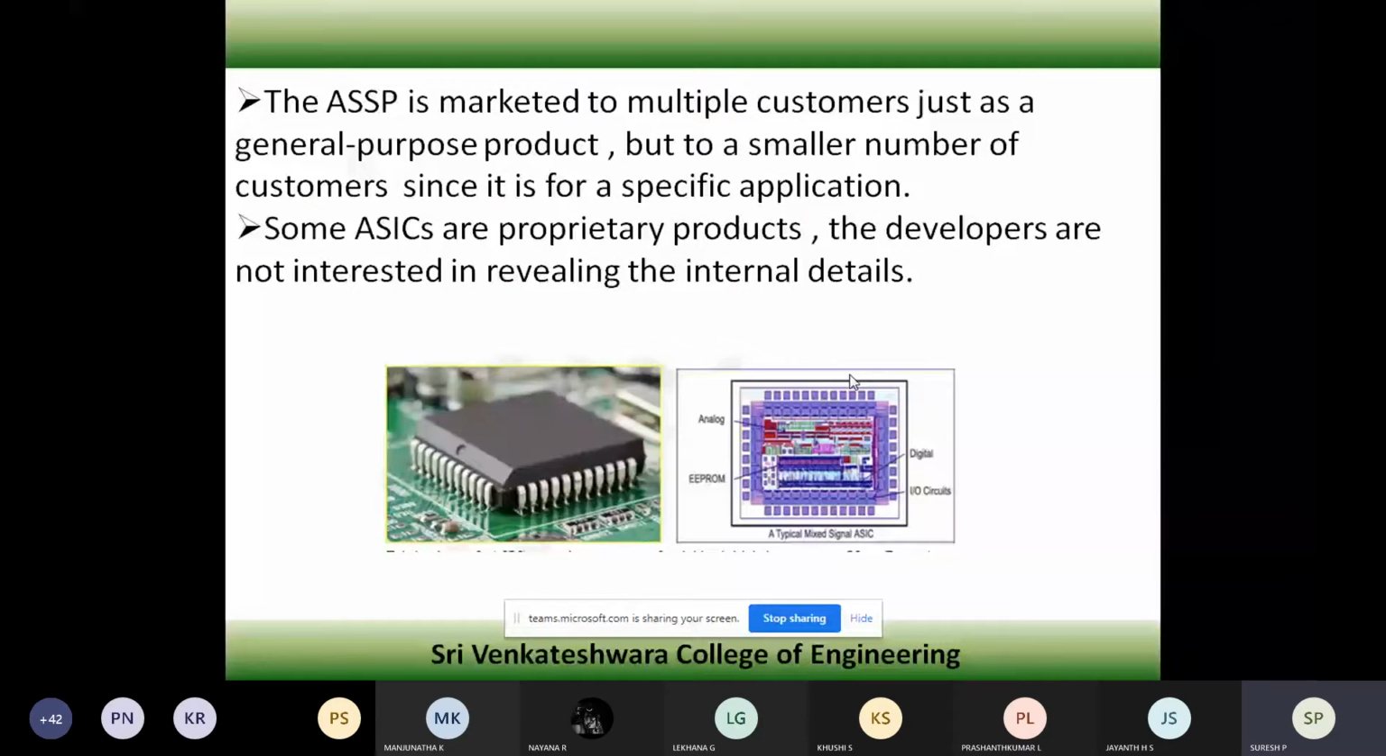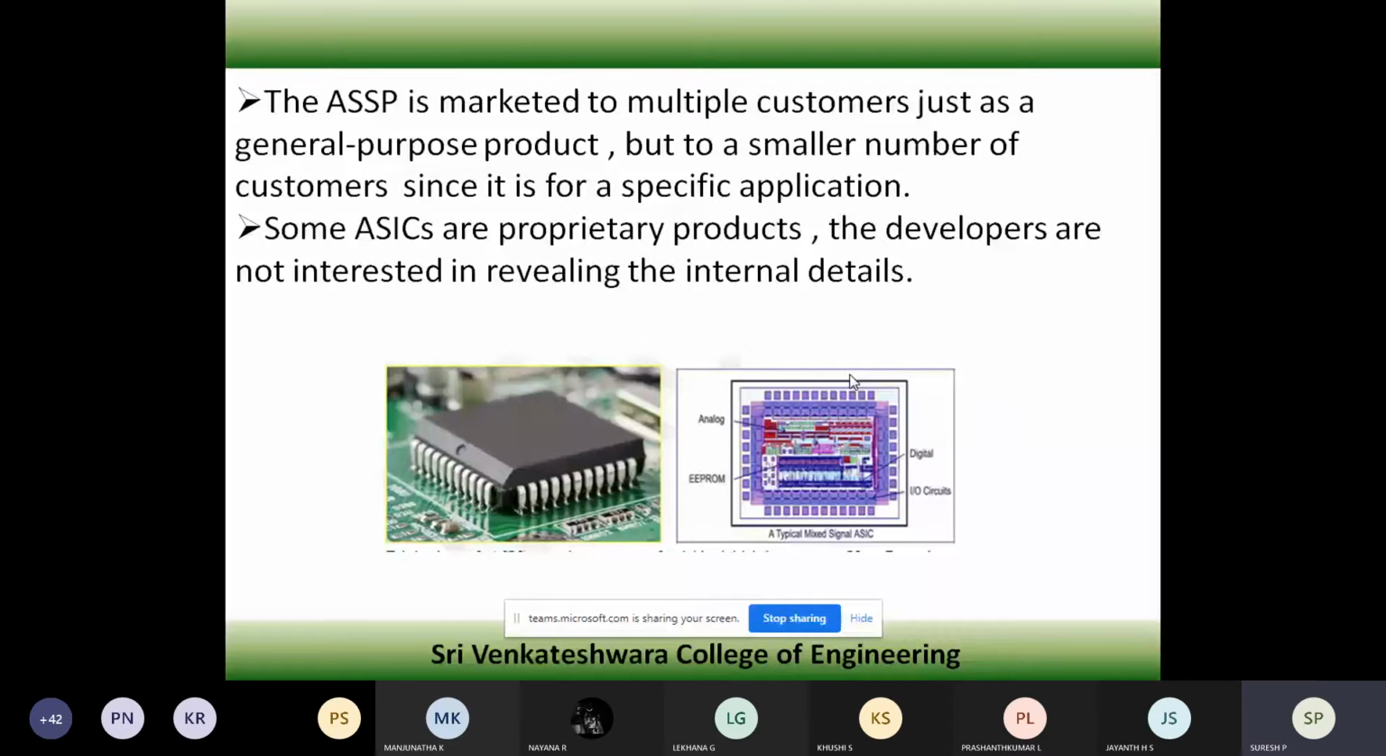As I told you, whenever we build the ASIC, that is application specific integrated circuit, it will be used only for certain applications. So it won't be in mass. It won't be like mobile devices. Mobile devices will be used by many people, but that will not come under ASIC.